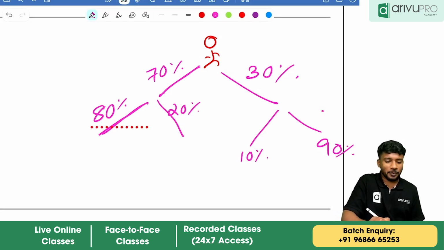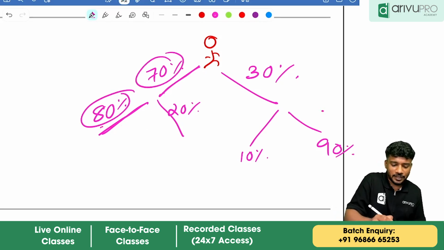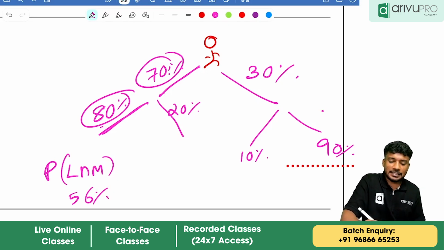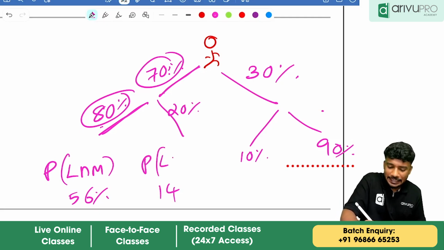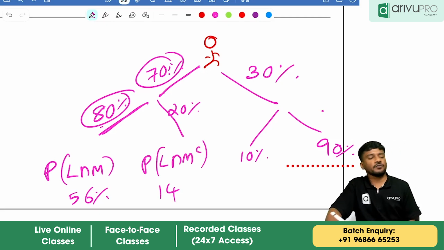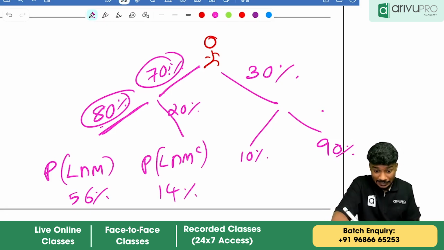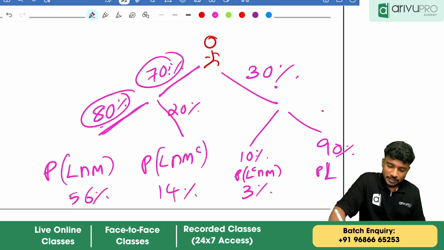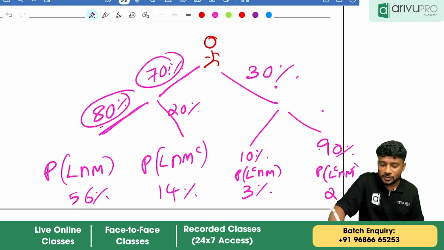Can you tell me the probability that, in the end, he likes and gets married? 80 into 70, which is how much? 56%. Then likes and doesn't get married, that will become how much? 14%. P of likes and doesn't get married is 14%. Then he does not like her and gets married, that will become how much? 3%. That is P of does not like and gets married. Then P of does not like and does not get married will be what? 9 into that is 27%.